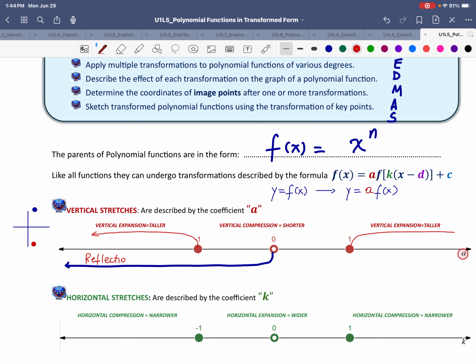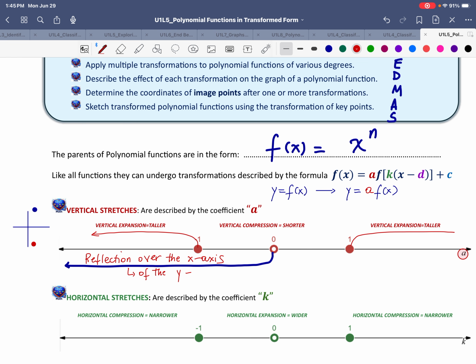Now, another way of saying the same thing is a reflection of the y values. And the reflections of y values happen over the x-axis. So I'm going to write both of them, or of the y values.